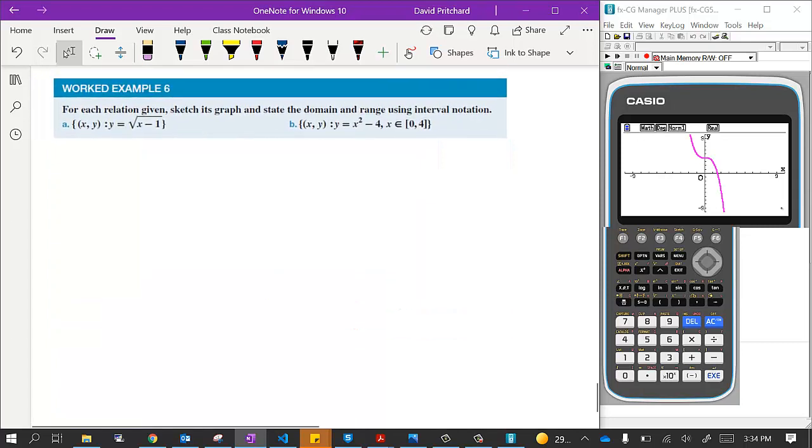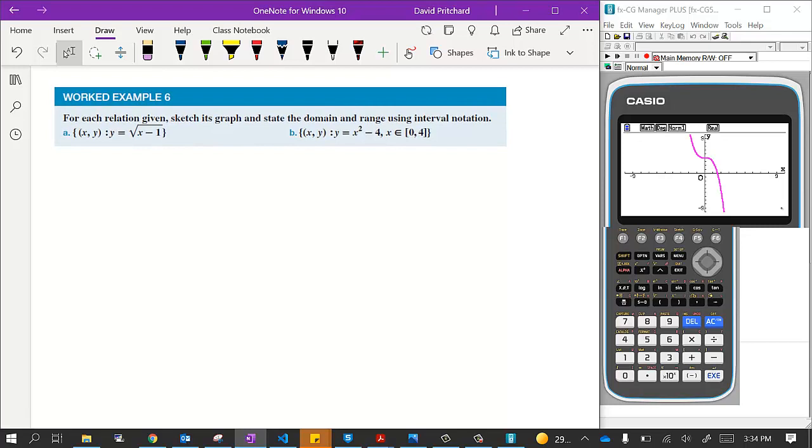Our final question is a little bit harder. We're looking to sketch the graph, state the domain and range using interval notation, but we're going to have to consider an implied domain, okay, because it doesn't tell us. So this first one, straight away, it's the perfect example for us because we already looked at one of these.